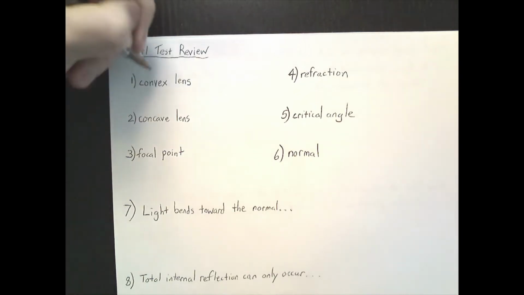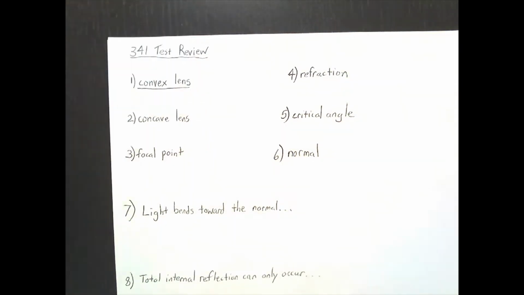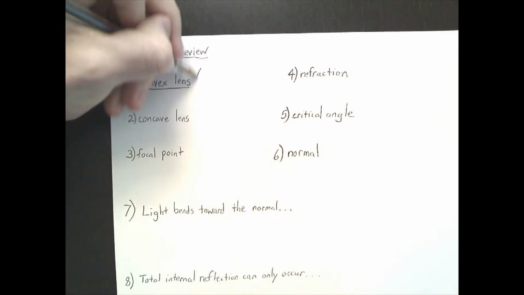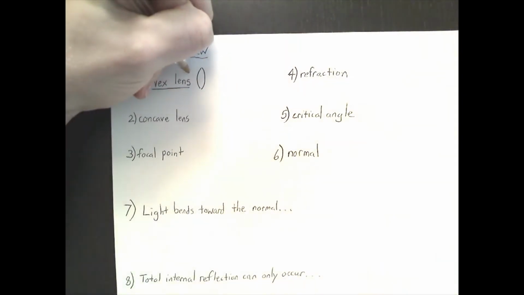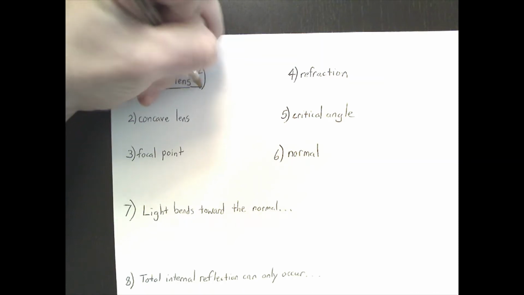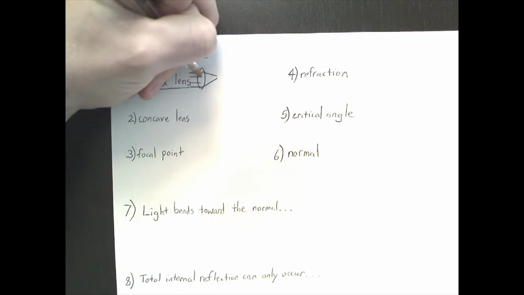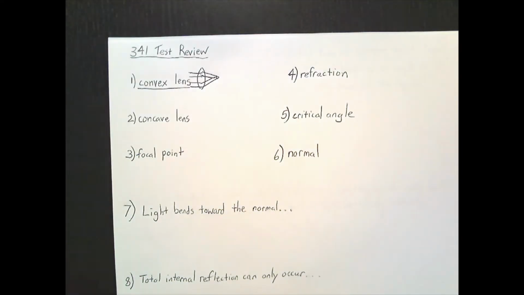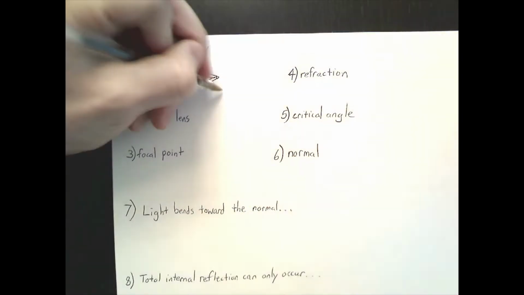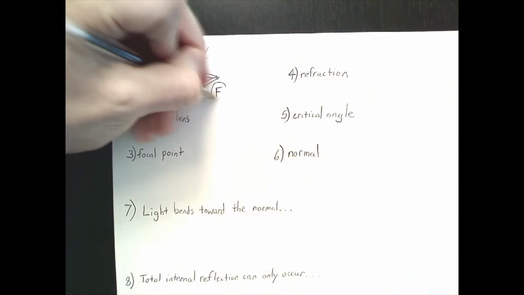The first term that we're given is convex lens. Now remember, a convex lens is the one that bubbles out on both sides, and it is, by definition, or by what it does, a converging lens. So all the light rays that come in, if they start parallel with each other, are going to be bent towards each other. So this is a converging lens. And the definition that fits with that, a lens that converges light that starts out parallel, is response F.